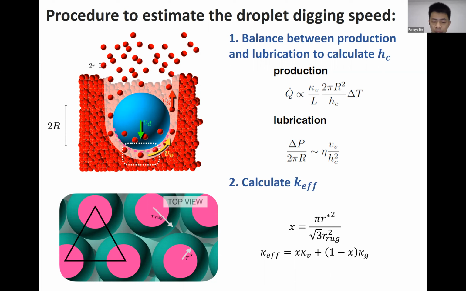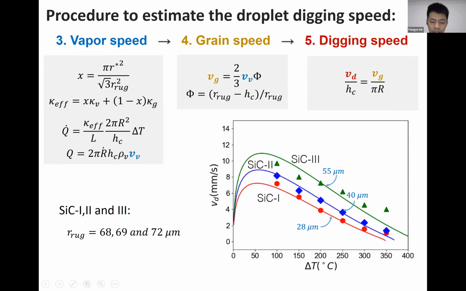Then, second, we test whether the vapor thickness Hc is smaller than the surface roughness R. If not the case, the droplet cannot dig because the vapor can escape without entraining grains. If it's the case, we calculate the effective thermal conductivity. We can estimate the amount of vapor produced and then obtain the speed of the vapor.